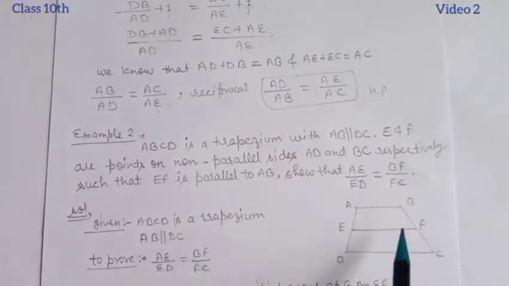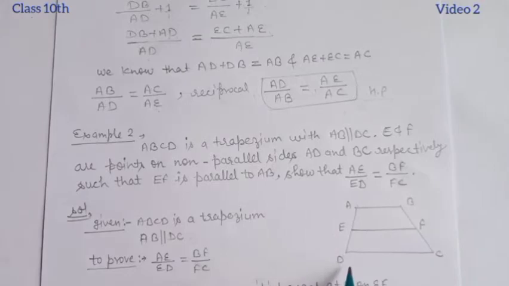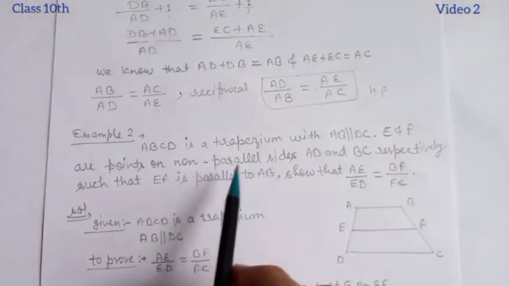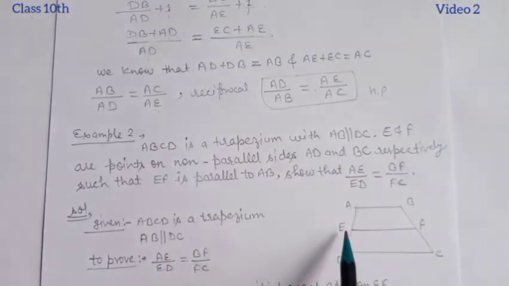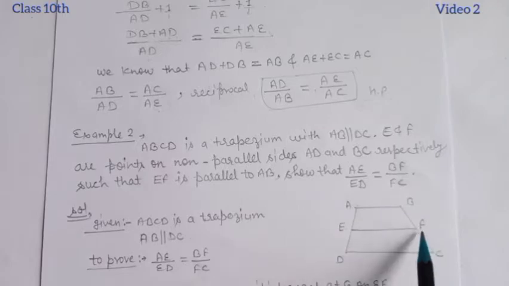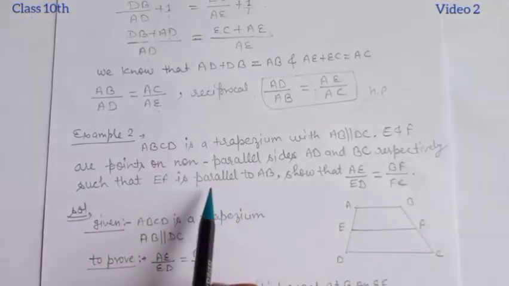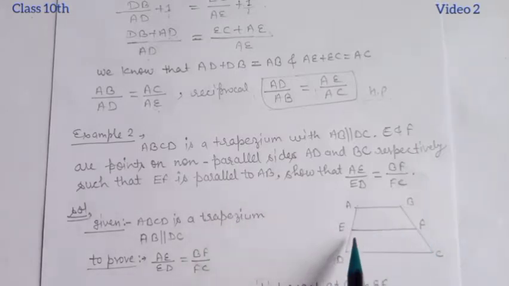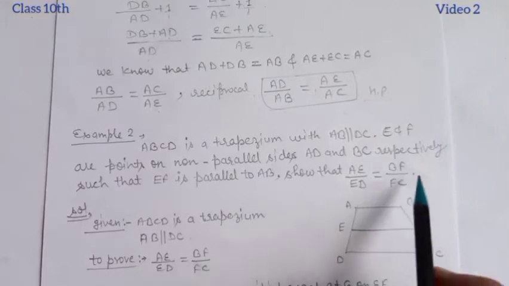Example number 2: ABCD is a trapezium with AB parallel to DC. E and F are points on the non-parallel sides. Here you can see AD and BC are the non-parallel sides, with point E on AD and point F on BC, such that EF is parallel to AB. This line is parallel to AB, so we have to prove that AE upon ED is equal to BF upon FC.